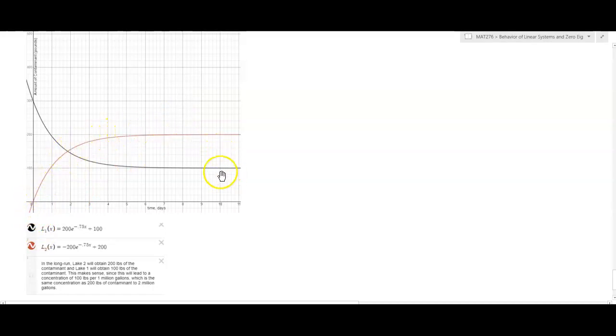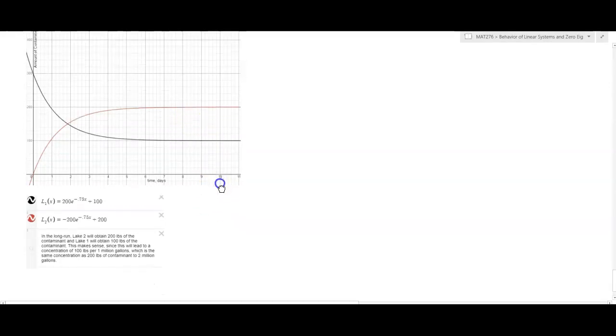You see that after time 10, for example, there are 100 pounds in Lake 1 and 200 pounds in Lake 2, and that still adds up to the 300 pounds. None of those pounds went away. They're still there. But this should make sense, because you might ask, why does Lake 2 get 200 pounds? Well, if we look at the concentration, we've basically reached a saturation point. In the long run, Lake 2 will obtain 200 pounds of the contaminant and Lake 1 will obtain 100 pounds.